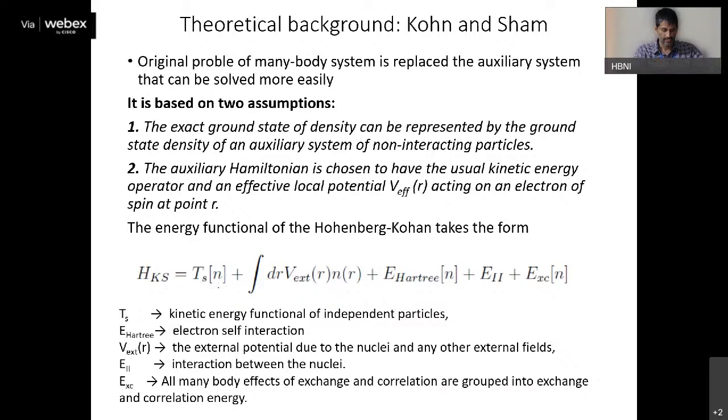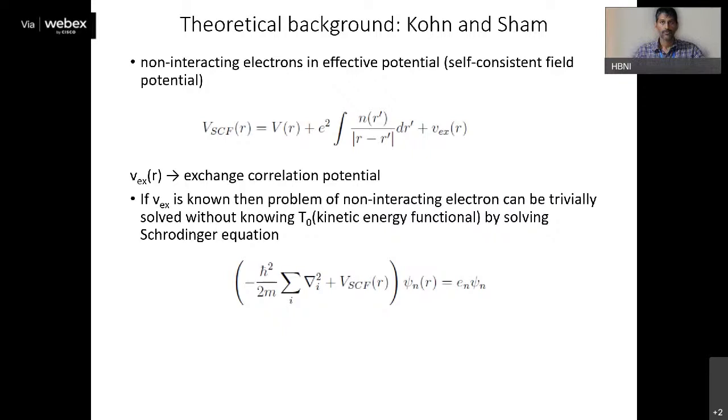After this theorem, how this is modified is that earlier, for the interacting problem, it was difficult to deduce the functional form of this energy functional, that is the density functional. And again, you have a kinetic energy, which is the independent particle kinetic energy, then you have a potential due to the external field. You have a Hartree term, that is the electron-electron interaction. You have the ion-ion interaction, and then the exchange correlation interaction. So let's move forward.